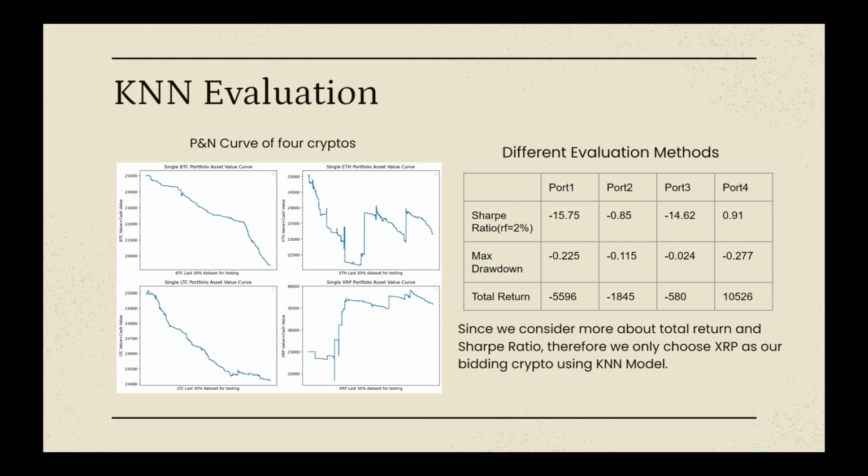5,596, negative 1,800, negative 580, and positive 10,500. Since we consider more about the total return and the Sharpe ratio, we only choose XRP as our betting crypto using the KN model because it's the only one that is positive according to Sharpe ratio and total revenue.